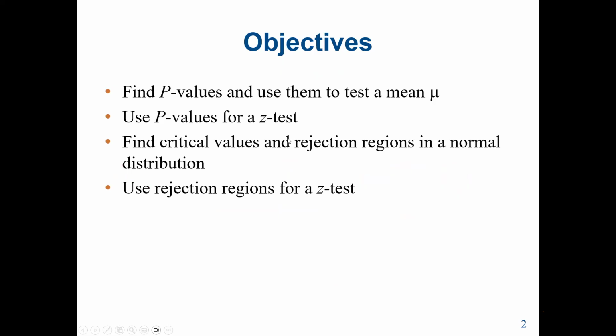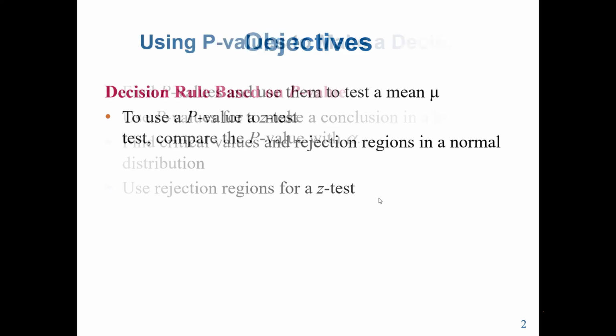The z-test is a parametric test. It's based on the z-value. Most of the time, we don't do the z-test because for the z-test, we have to know the population standard deviation. With the t-test, we can use the sample standard deviation. So again, let's go through. Next, we're going to find the critical values and the rejection region in the normal distribution. Then we use the rejection region for the z-test.